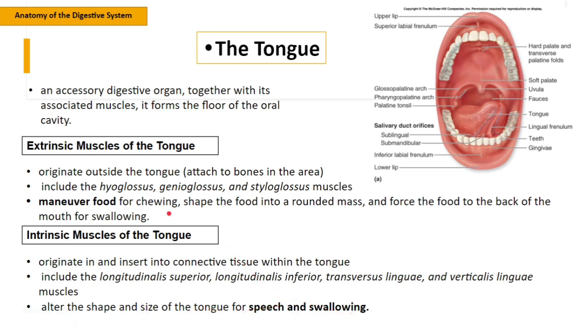So basically, the two kinds of the muscles of the tongue have somehow a related function. However, yung pinaka-main function niya is different. Like the extrinsic muscles for maneuvering our food and shaping it. However, the intrinsic muscles are more concerned with altering the shape and the size of the tongue for speech and swallowing purposes.